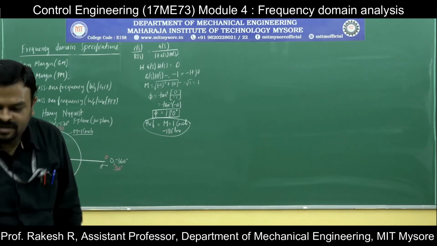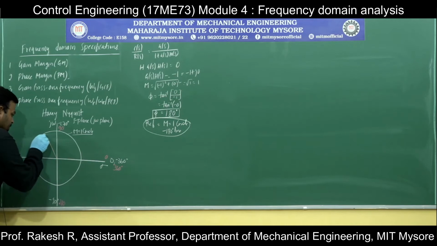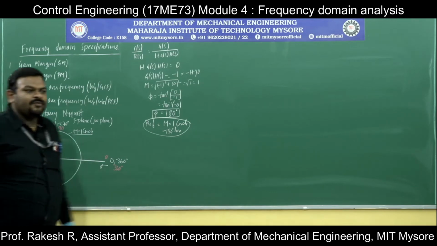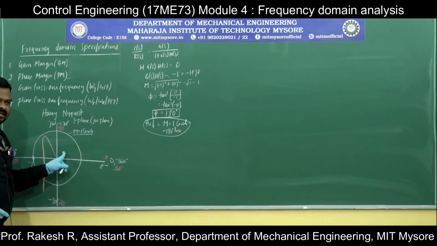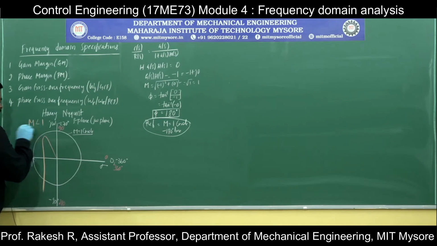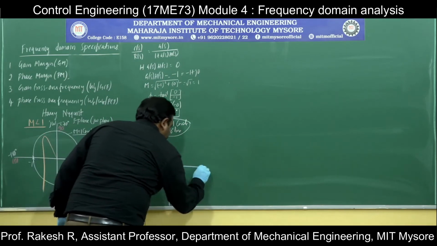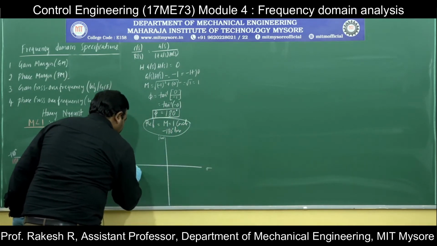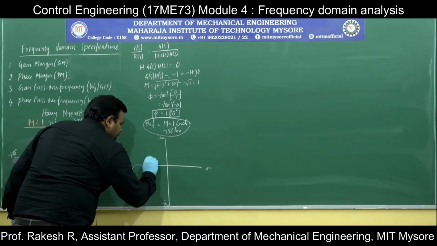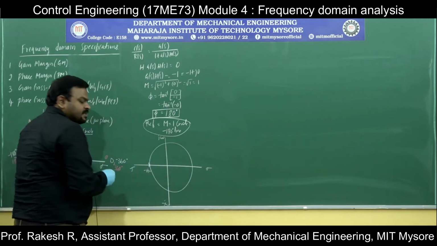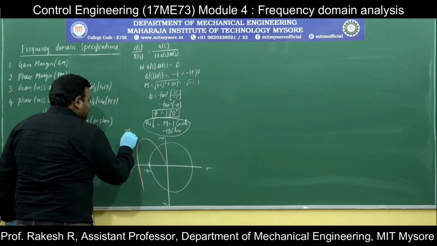If I consider a plot inside this magnitude circle, what will be the magnitude of this plot? Obviously it will be lesser than this circle. So this plot is having magnitude M less than 1. Similarly, if I draw another plot, sigma j omega, minus sigma minus j omega. So this is the critical point minus 1 plus j0. The magnitude is a circle and the phase angle is minus 180 degree, and this is a plot. This plot is having magnitude greater than 1.